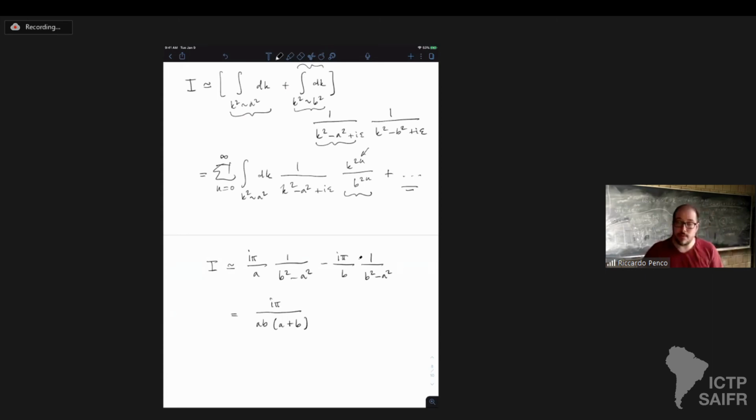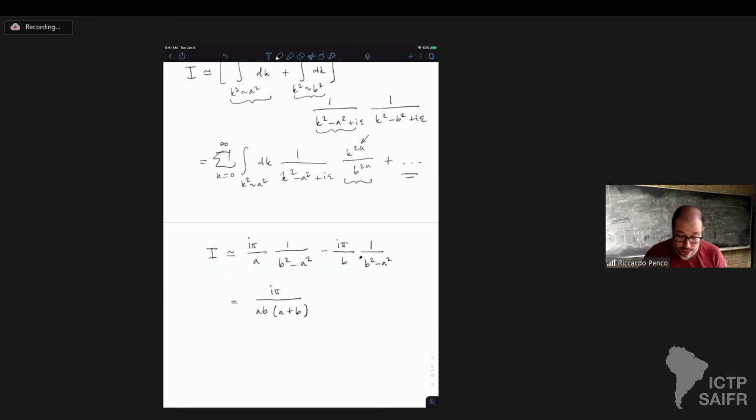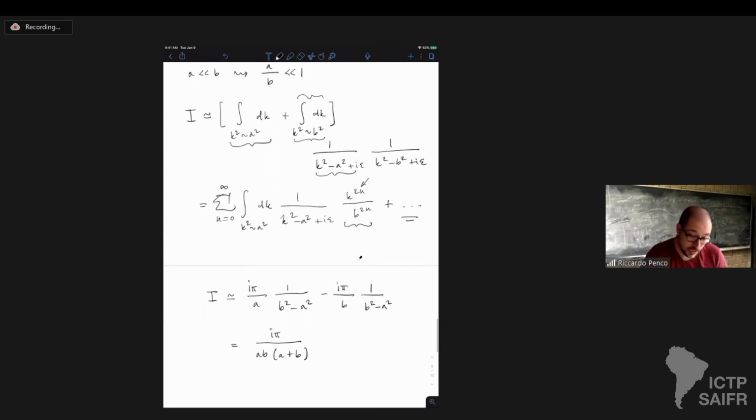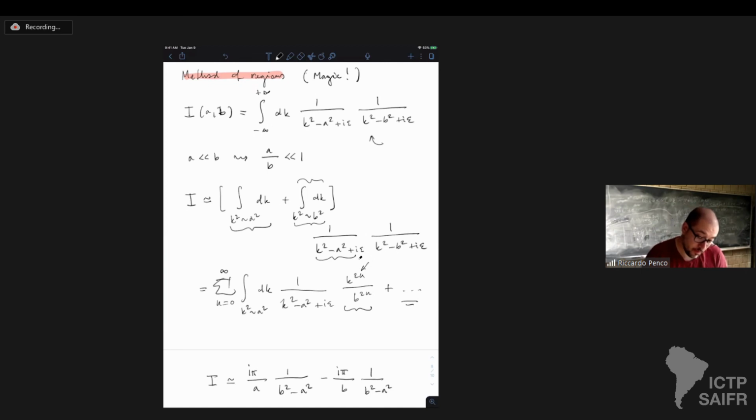And now the mind-blowing thing, at least for me when I first saw it, is that this result is not just an accurate or a fairly good approximation of the full result, despite the fact that we made an approximation that seemed fully justified. It is actually the exact result. And you can check that by exactly calculating the original integral using standard contour techniques in the complex plane.